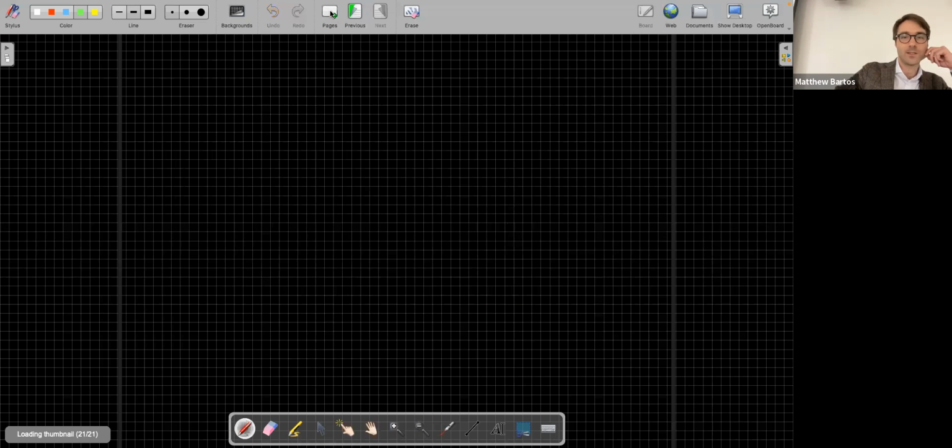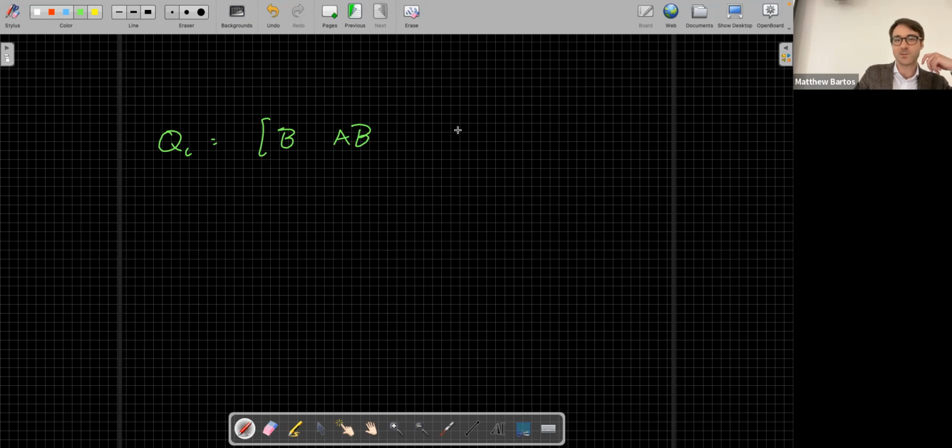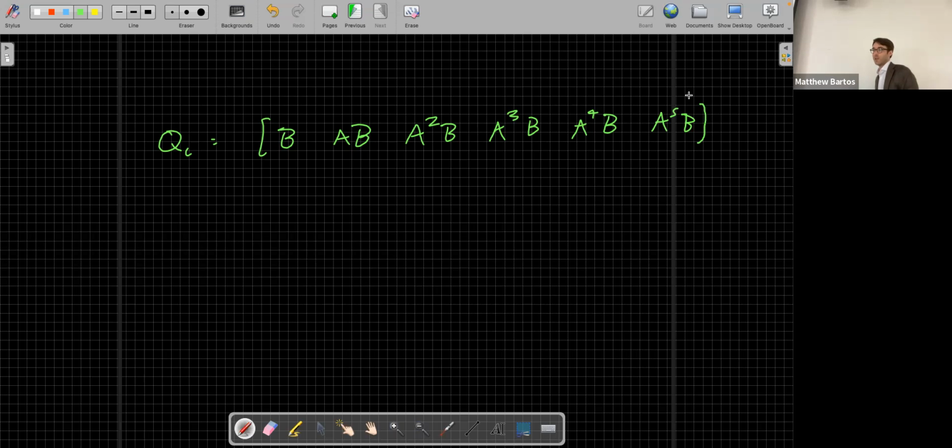right? So for this case, it'll be something of the form Q_C is equal to [B, AB,] and since it's dimension 6, we'll have A²B, A³B, up to A⁵B. So we need to construct this matrix. We can do this using a loop.